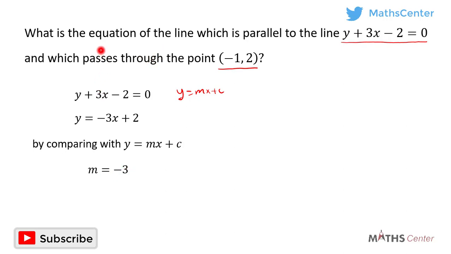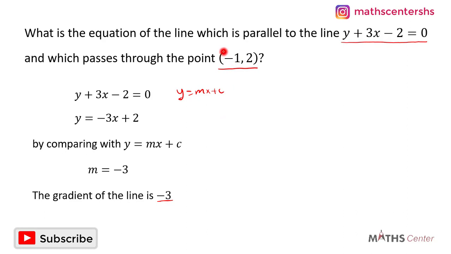From the question, we are being told that the line whose equation we want to find is parallel to this line. And as I've already said, if two lines are parallel to each other, it means that they have the same gradient. So the line whose equation we want to find also has a gradient of -3. We know that the line passes through the point -1, 2. So now we have the gradient of the line to be -3, and we have the coordinates of one point that falls on the line. This is enough information for us to find the equation of the line.